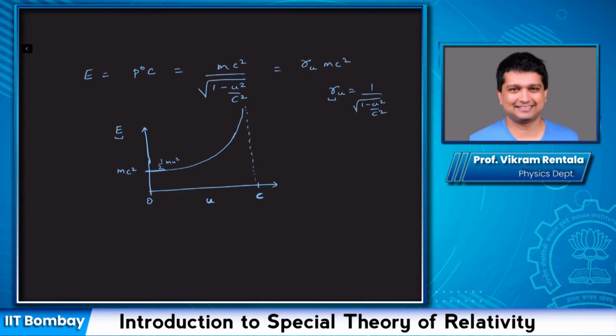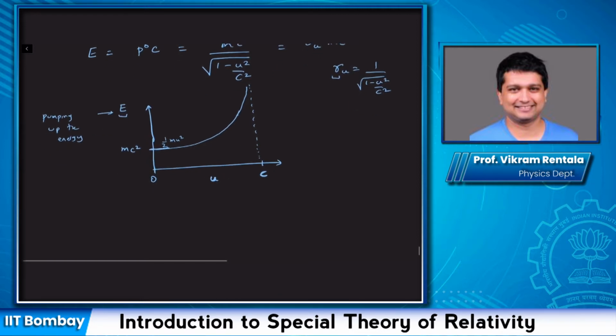Or in other words, if I think of this as the control variable, I can go on pumping up the energy of a particle, but I will never get it to exceed the speed of light. I can only get it asymptotically close to the speed of light by going on increasing its energy. In fact, it would cost an infinite amount of energy to accelerate a massive particle to the speed of light. So the speed of light becomes an absolute limit for the speed of any particle, because it really requires an infinite amount of energy to get you there.